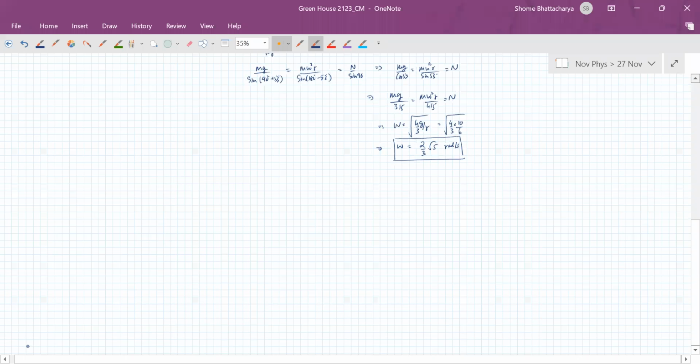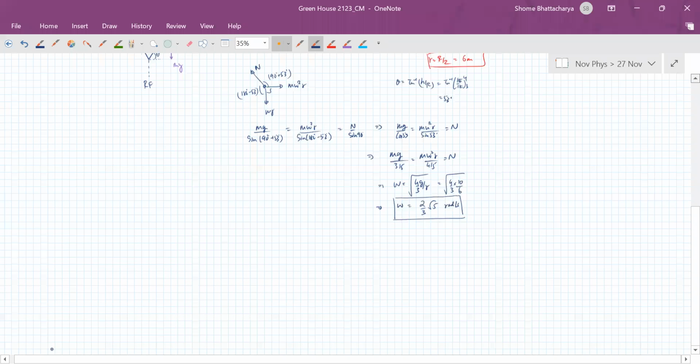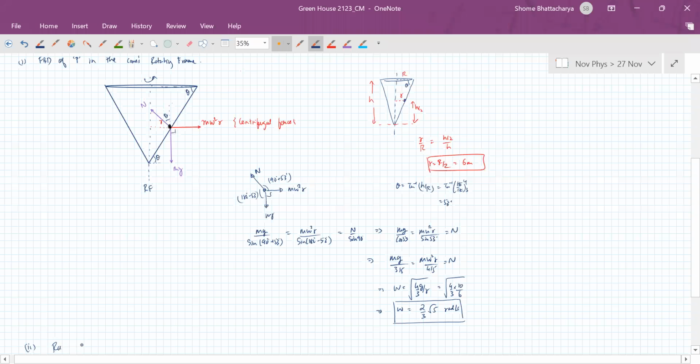Right, now in the second part, we have to find the range of omega, minimum to maximum, so that there is no slipping, and we have to incorporate the fact that the inner surface is rough. So for example, from this value of omega that we've calculated here, if you look at this parametrically, this omega is root g by r tan theta.